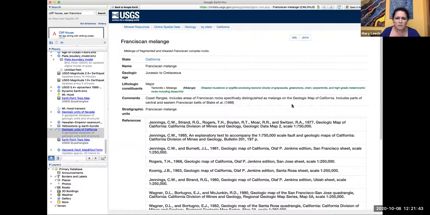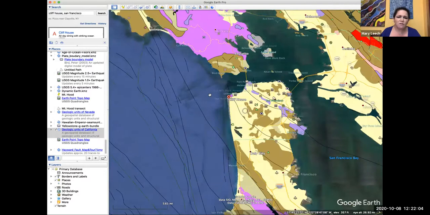Sheared mudstone and argillite enclosing tectonic blocks of graywacke, greenstone, chert, serpentinite, blah, blah, blah. And it says Jurassic to Cretaceous, so it gives you the age. That's where I was hoping you would get your information. So for the case of the Cliff House, it looks like it's on that Franciscan stuff.